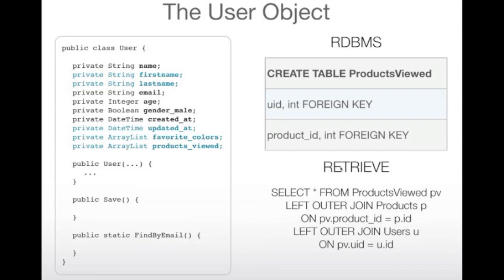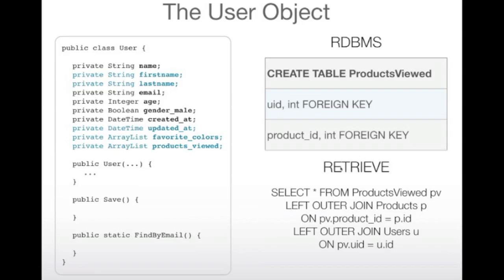Now I'm going to add something a little bit more complex. Here I've got another array list, and that's the products viewed. Because it could be a large list, I don't necessarily want to make all these different columns in my relational database, or have a column that is just a text-based list, because that list will grow, and then I have to do another query with another join. And so in this case, I actually just go ahead and make a normalized form.